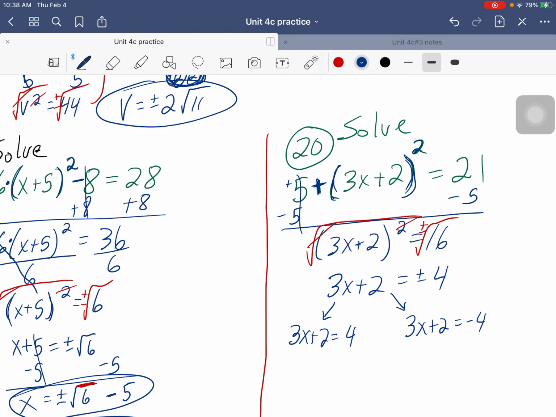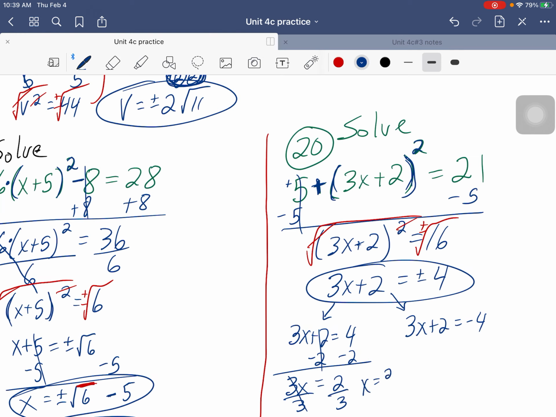Reason why I'm breaking it up is when you subtract 2 from this equation, you'd have to figure out how to subtract 2 from 4 and negative 4, and so you'd have to work out 2 different problems anyways to get both your answers. So we get 3x equals 2, and we get x equals 2/3 is one of our answers.